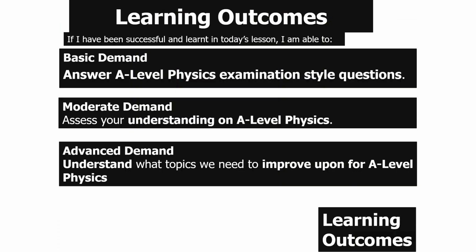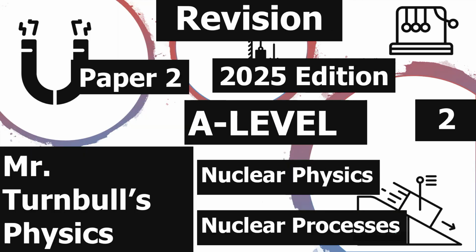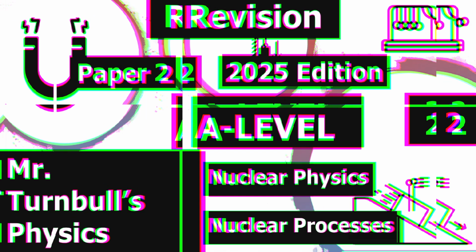If we've been successful and we've learned in today's revision session, we should be able to answer A-Level Physics exam style questions, assess our understanding of A-Level Physics, and then finally understand what topics we need to improve upon for A-Level Physics. So thank you so much for watching this revision session on Paper 2 for AQA A-Level Physics, looking at the concept of nuclear physics and in particular nuclear processes. Thank you so much, and as always, have a lovely day.